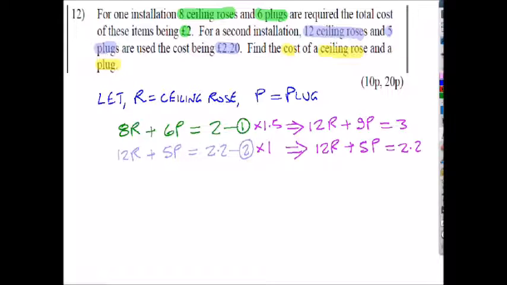Again, as the coefficients of the R terms have the same sign, both positive, we will subtract to solve the equation. So subtracting, 12R take away 12R is 0, 9 subtract 5 is 4, so that's 4P, and that's equal to 3 subtract 2.2 is 0.8. Divide both sides by 4, so P is equal to 0.8 divided by 4, which is equal to 0.2.